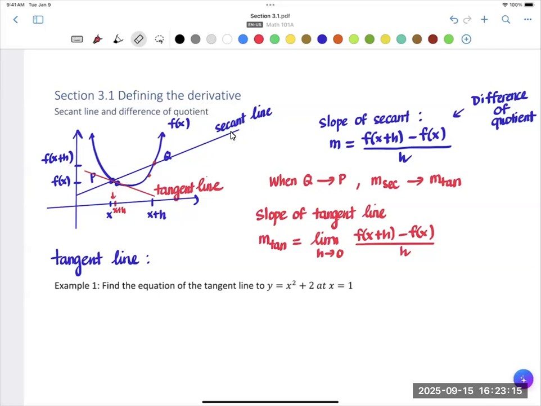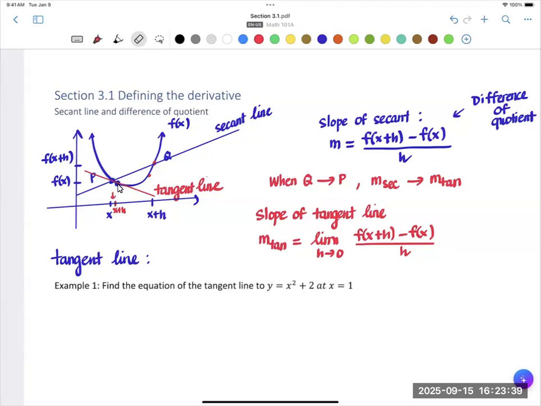So the secant line is the line that goes through 2 points. The tangent line is the line that is actually just at 1 point on the graph. The second point is so close to P that you won't be able to see it. So we say the tangent line is the line that touches the function at only 1 point.